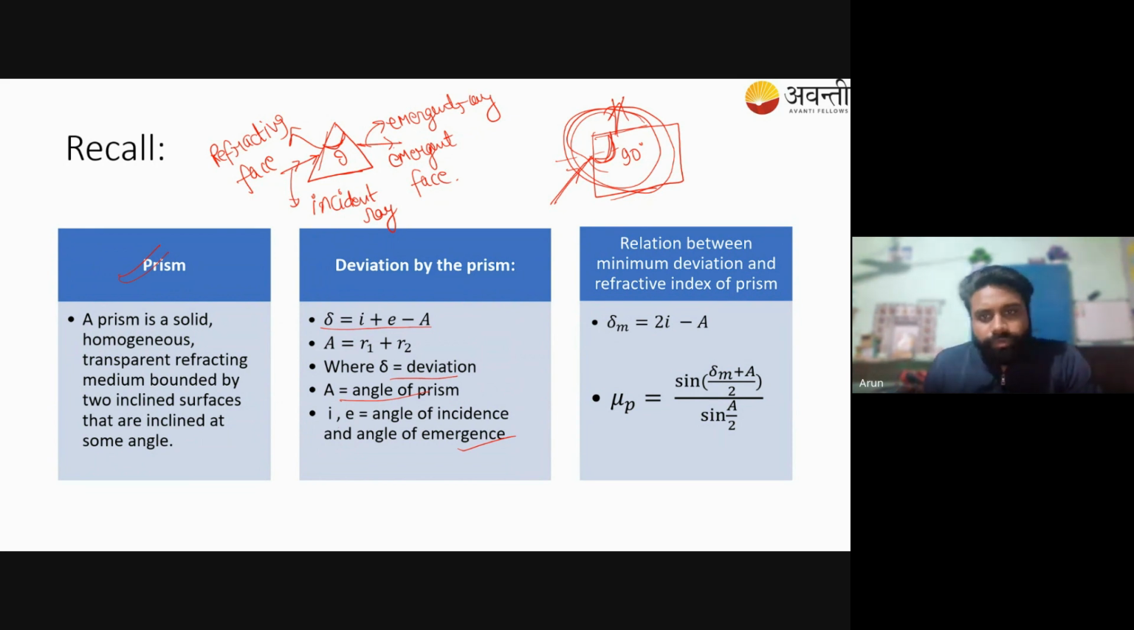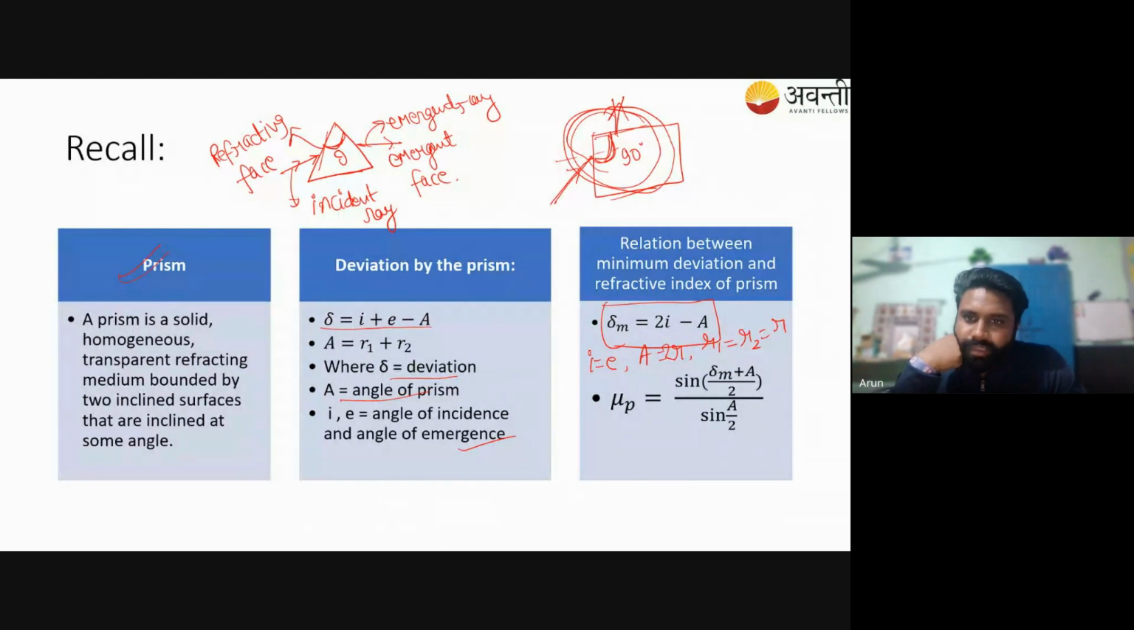So for your knowledge, delta minimum is this. For delta minimum, you can keep this in your mind: I is equal to E, and A is equal to 2R, where R1 equals R2 equals R. We have seen in the earlier lecture why R1 and R2 are equal.